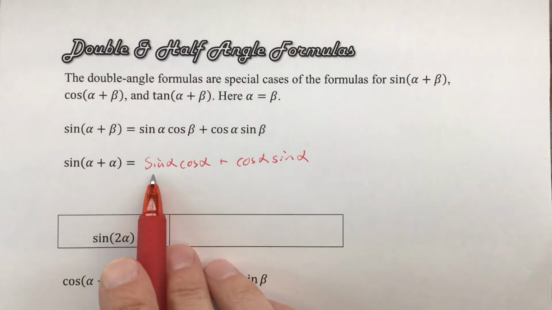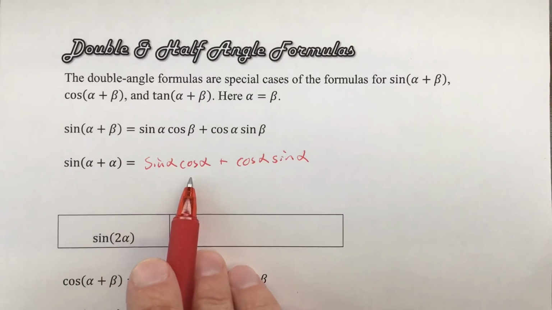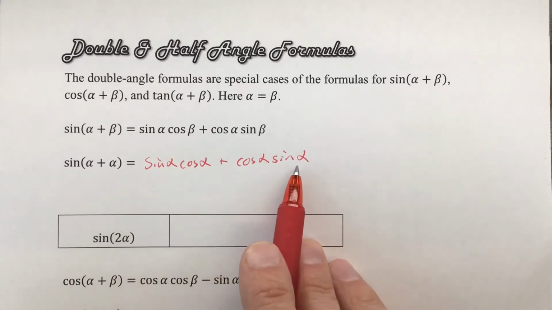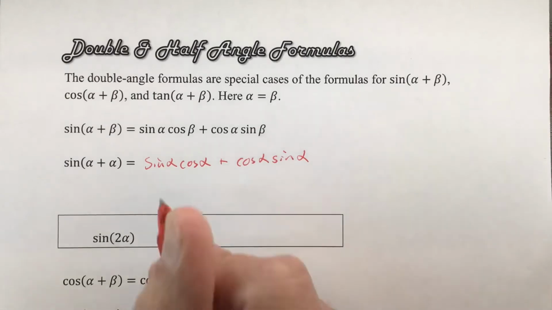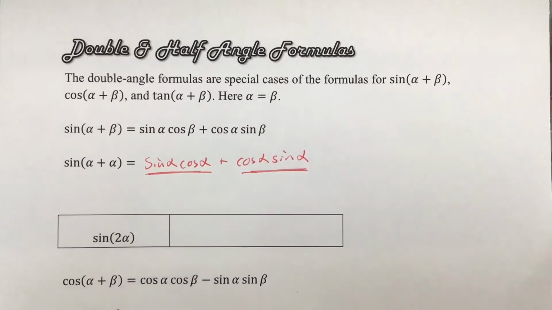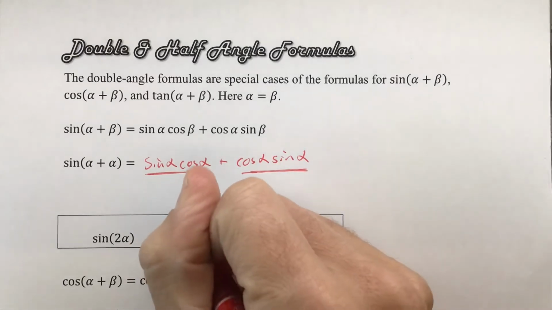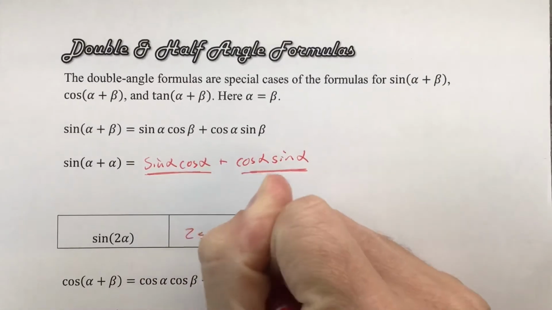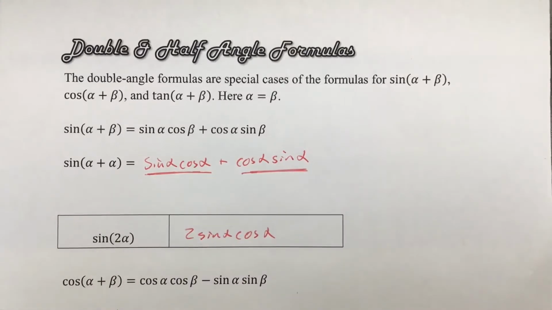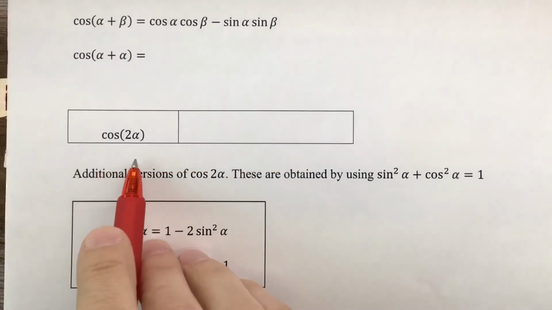All right, so let's take a look at these. We have sine alpha times cosine alpha. We also have cosine alpha times sine alpha. These are actually the same thing. We just have them flip-flopped, but by the commutative property, they are the same. And if you're adding two things that are the same, you can combine like terms. We can write this as 2 sine alpha cosine alpha. So the sine of 2 alpha is equal to 2 times the sine of alpha times the cosine of alpha. Let's see what cosine of 2 alpha would look like.